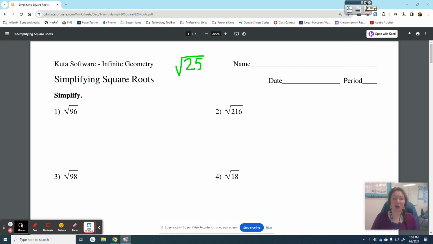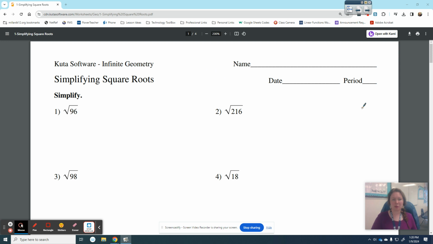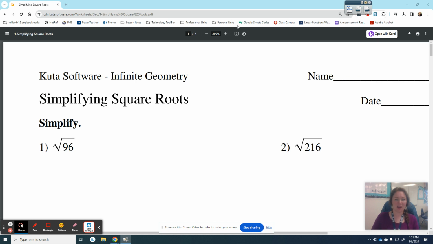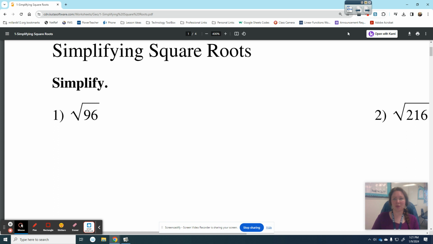But unfortunately, not all square roots are so nice. And if we type other square roots into the calculator, we're going to get a decimal of some kind. And often in mathematics, we don't like decimals because they are not accurate or exact answers. So I'm going to show you how to simplify a square root without changing it to a decimal. So first I'm going to zoom in on this first example, this first question. Simplify the square root of 96.